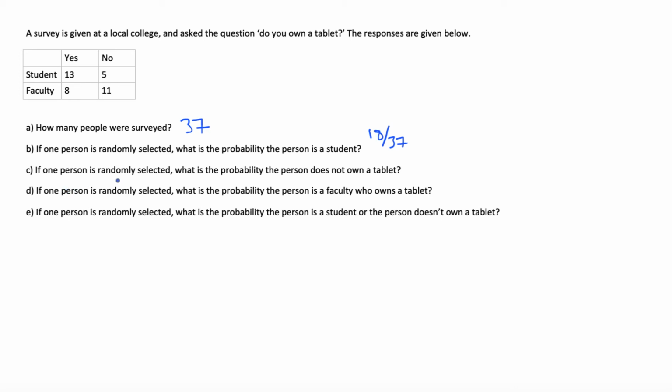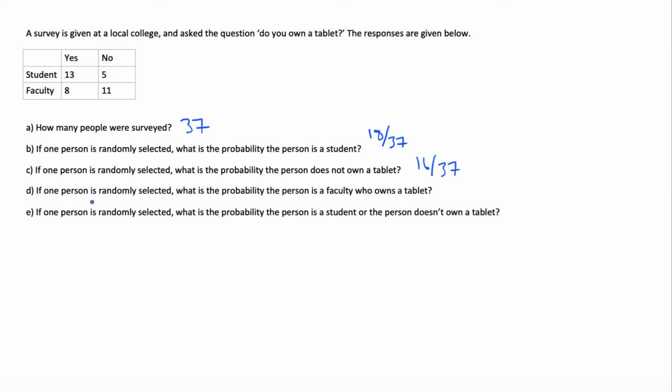And if one person is randomly selected, what is the probability the person does not own a tablet? In this case, we have to look at the column here for the no's. So there's 16 people who do not own a tablet. We noticed out of those 16, 5 are students and 11 are faculty. But there are 16 people total who do not own a tablet.